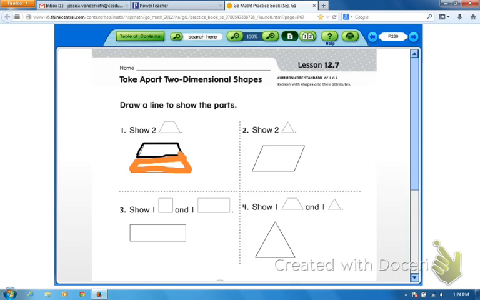Same thing on number 2. It wants you to show two triangles. That would be cutting it in half on a diagonal to see two triangles.